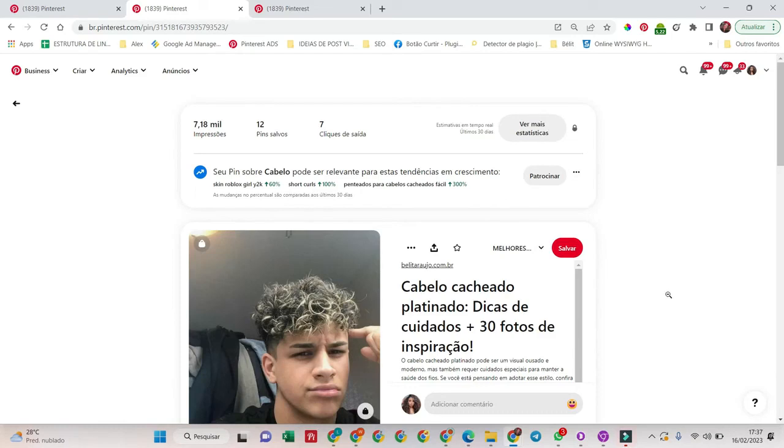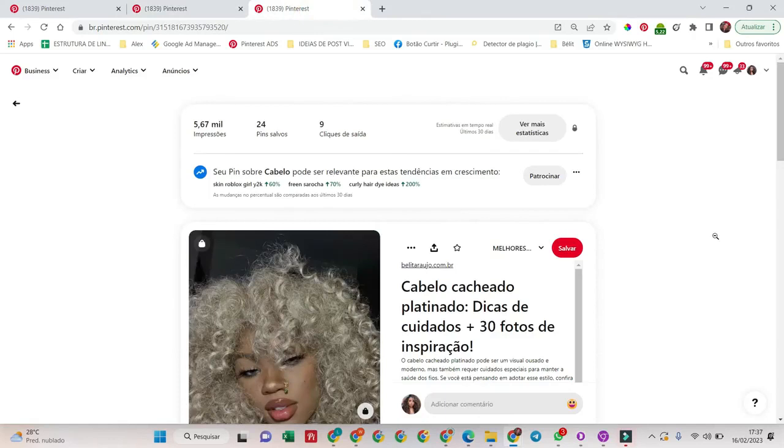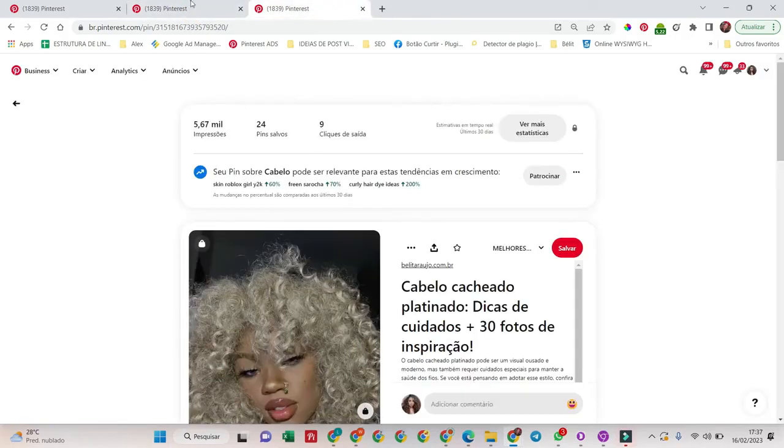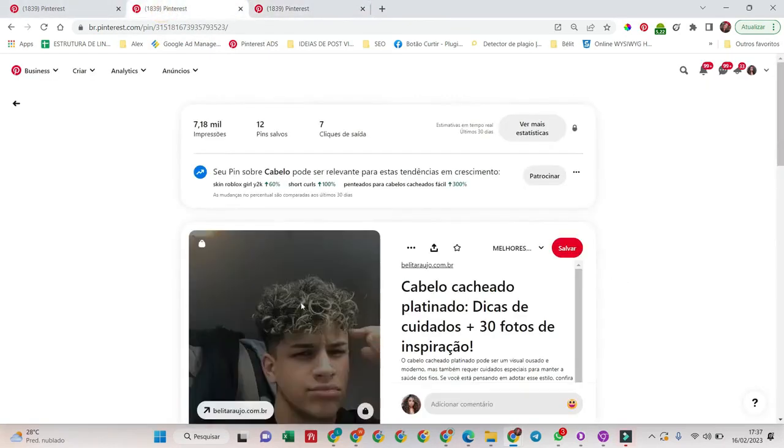So take that insight and put it on your computer chart. Okay. Another pin here that has the same hair category, but this one is platinum curly hair. You see, it's the same bet, only it's another bet. So this bet already got 5,000, so only this one here that I took as a reference, right?